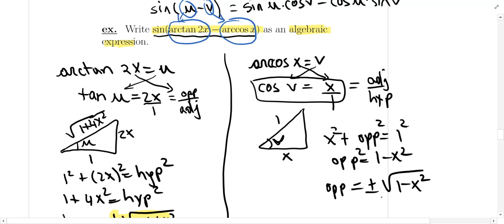So now, why are we going to pick the positive one? We're going to pick the positive one because, let's think about it. Tangent is positive, right? So this means that opposite and adjacent have to agree on the sign. And since adjacent is positive, it's 1. Oh wait, I'm looking at v. Sorry. Never mind. No, it's still in x's.